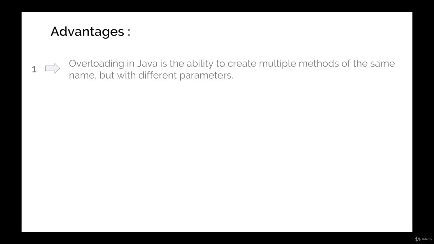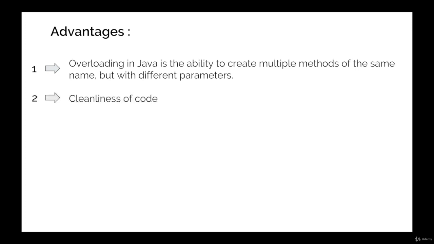Okay, so let's now take a look at some of the advantages of method overloading in object oriented programming. The first advantage is that overloading in Java gives you the ability as a programmer to create multiple methods of the same name but with different parameters. And this is indeed a powerful thing for you as a software engineer.